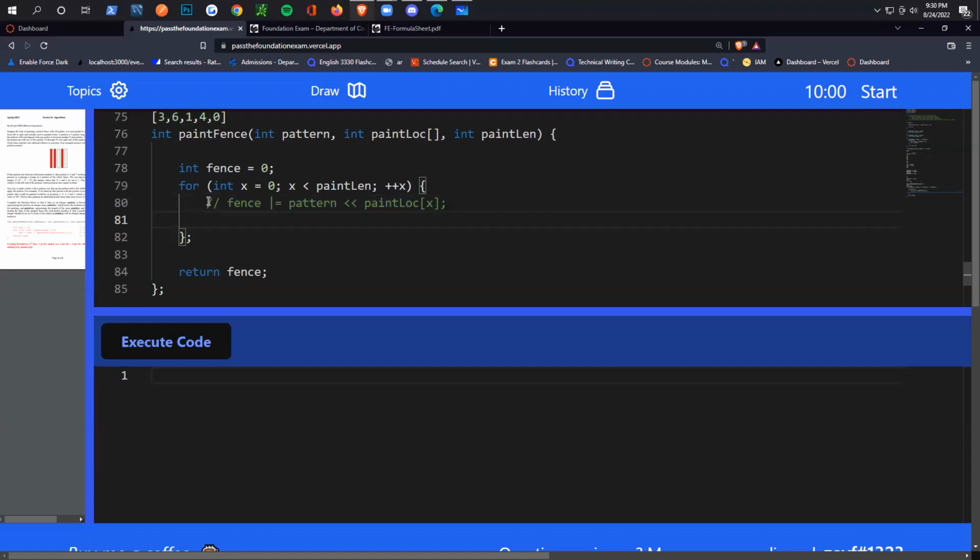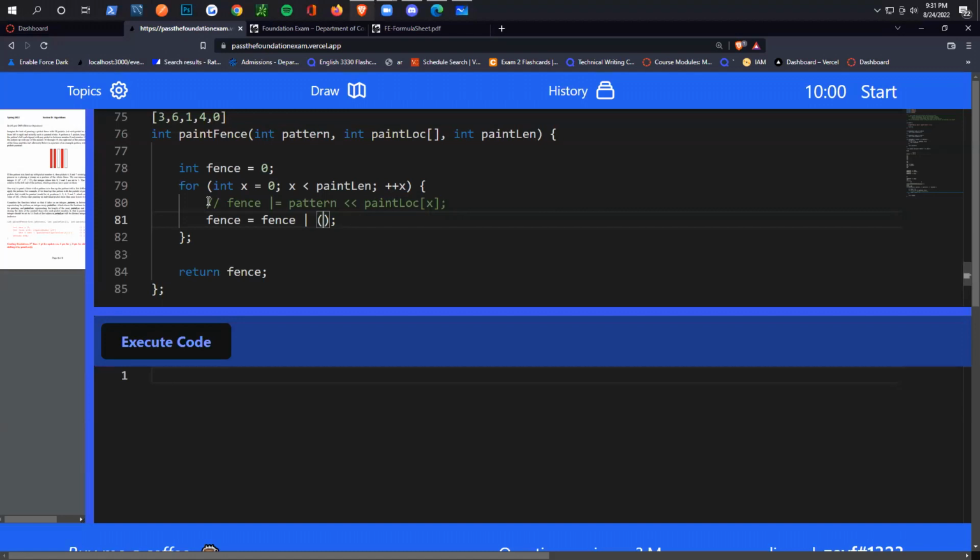Like, in each iteration is fence increasing by the AND? So, first of all, there's no AND. I meant OR. Sorry. So right here, what it's doing is reassigning fence. So now we're going to say, okay, we're going to OR fence with what the current pattern is if we shift it to a certain location.